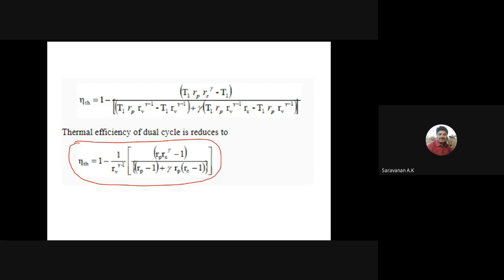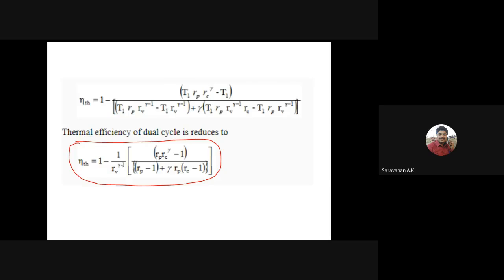Is it clear? Anyone having any doubt? Anyone unmute? Ganesh Kumari? Yes, sir. Do you have any doubt? No, sir. So we can proceed, right?